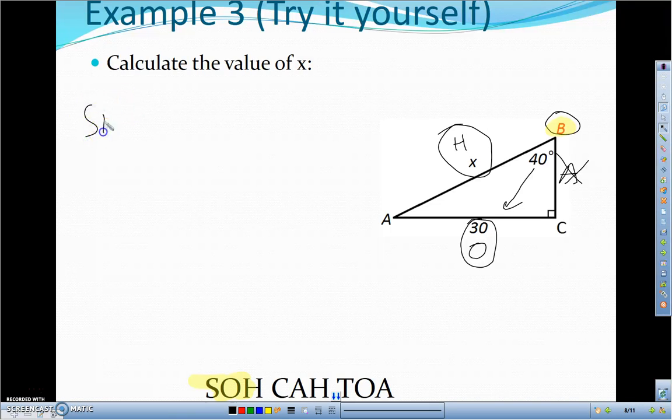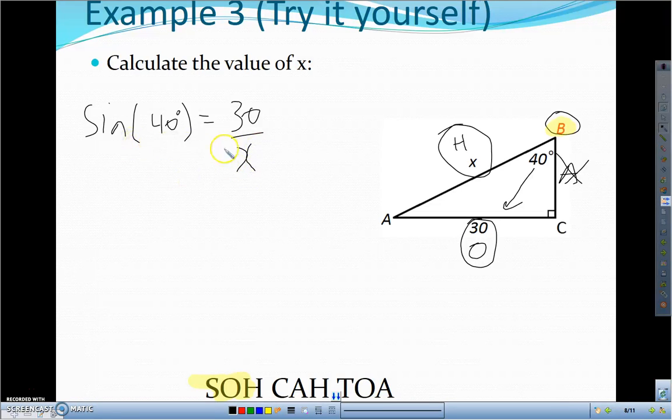So sine, open the mouth with the brackets, put the angle, 40 degrees, is equal to O, that one always goes on the top, over H. So 30 over X. And there's a misconception that sometimes people multiply or divide by sine. It doesn't work that way.